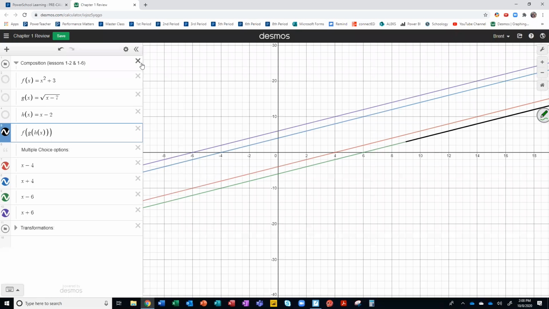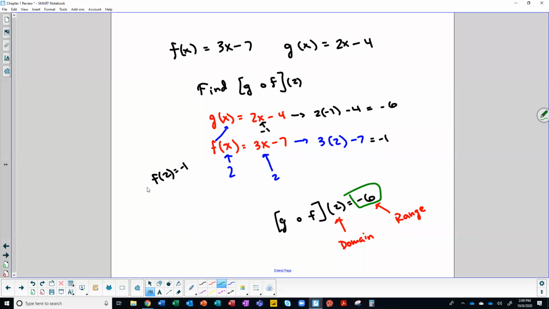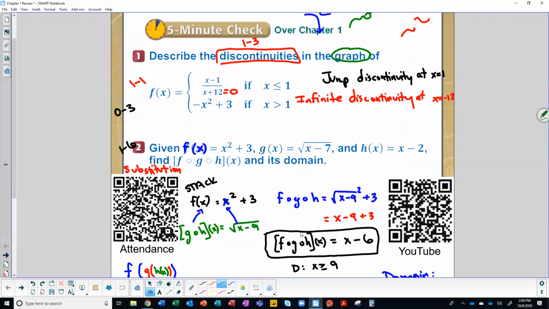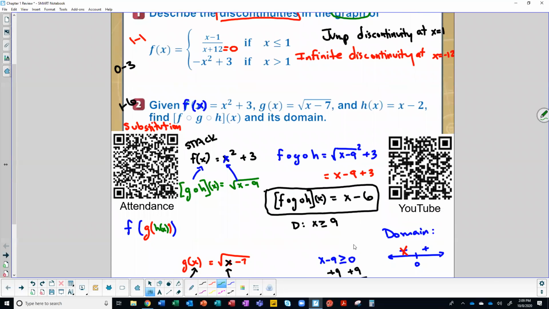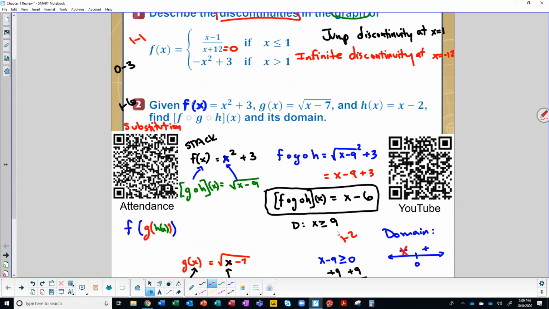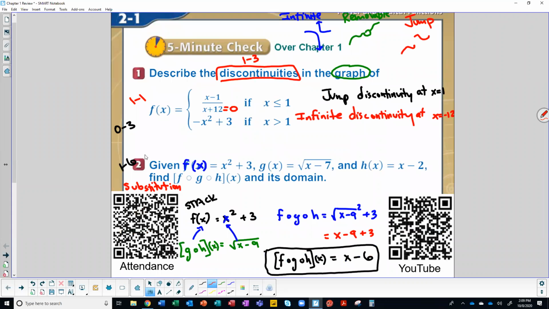So we have covered stuff from 0.3, 1.1, 1.3, 1.6, and domain came from 1.2. That was lesson 1.2 right here. When I did this, that's the beginning of lesson 1.2, if you watch that. So I've now covered the first 4 lessons and 1.6.